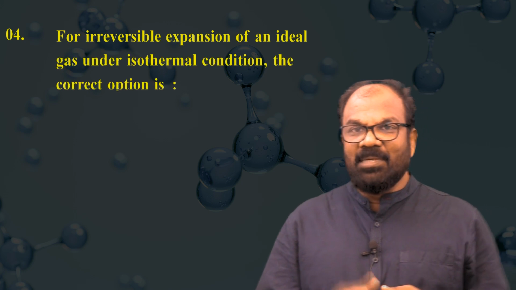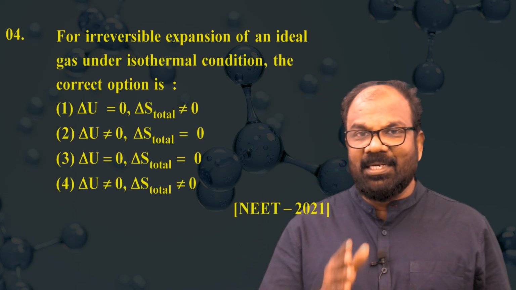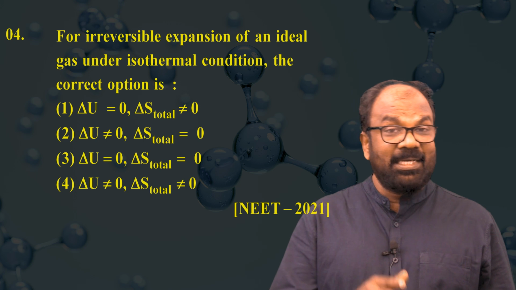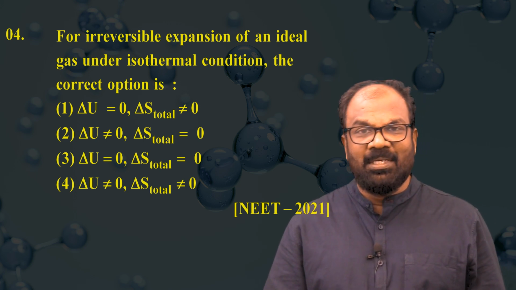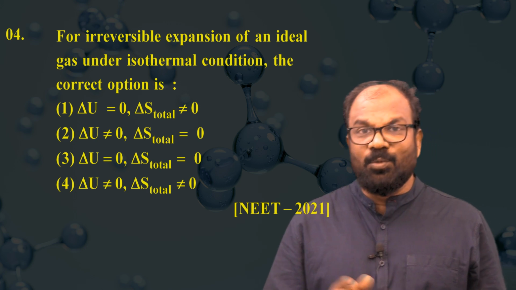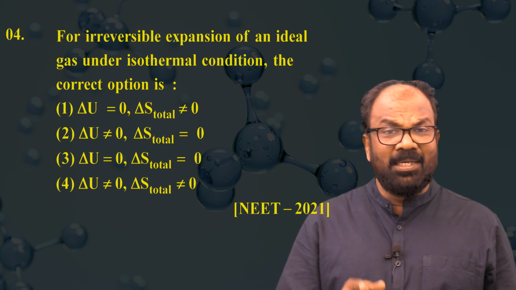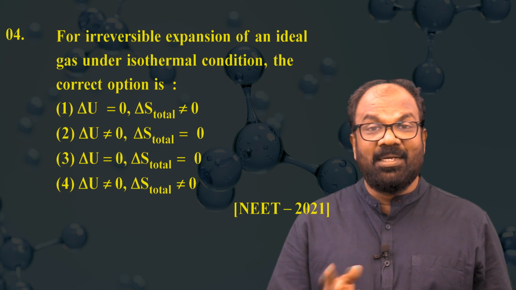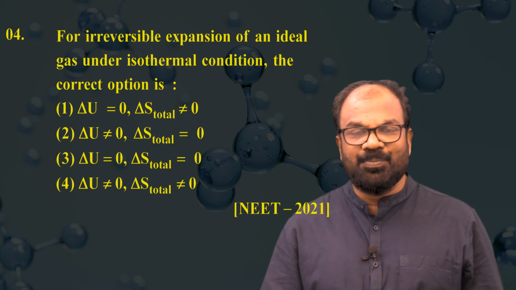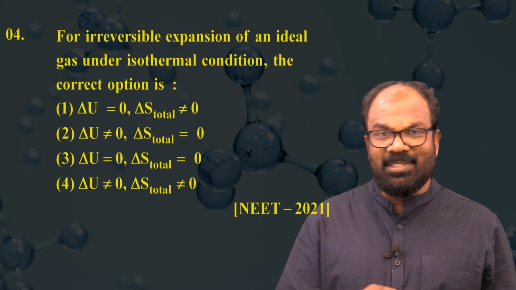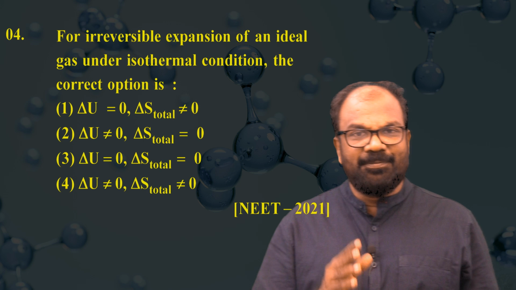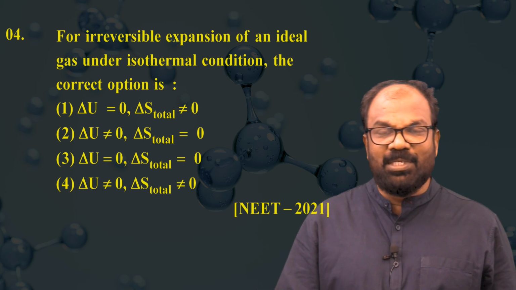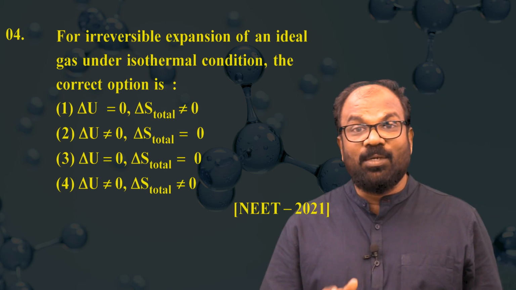Now question number 4. For irreversible expansion of an ideal gas under isothermal condition, the correct option is: option number 1, delta U is equal to 0, delta S total is not equal to 0. Option number 2, delta U is not equal to 0, delta S total is equal to 0. Option number 3, delta U is equal to 0 and delta S total is equal to 0. Option number 4, delta U is not equal to 0, delta S total is not equal to 0.